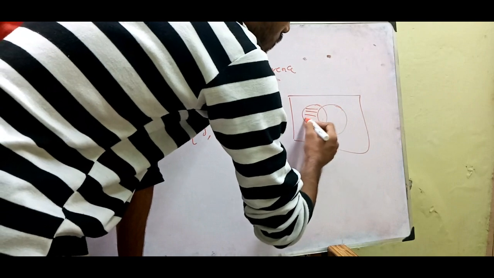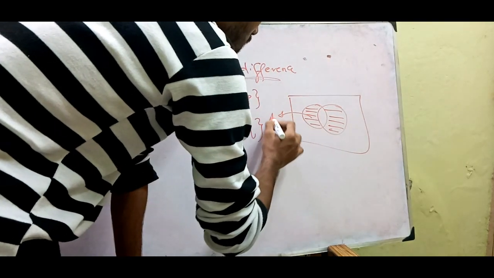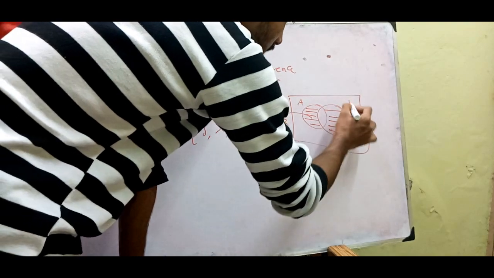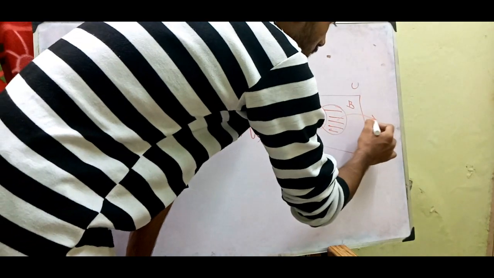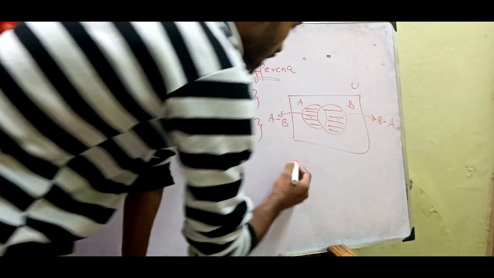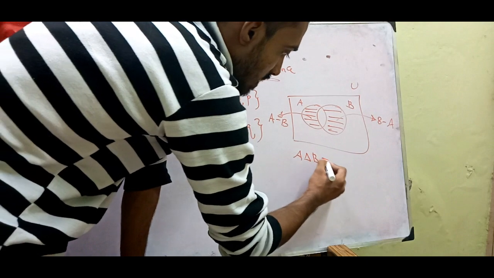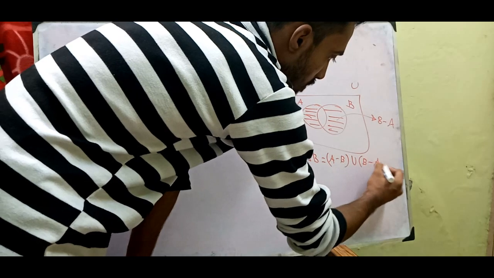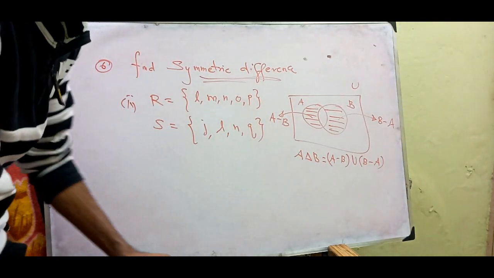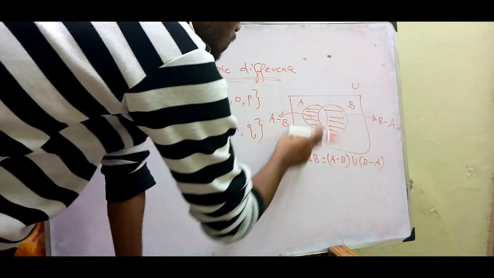As we know, symmetric difference is nothing but this one, right? So this part is A minus B, if A and B are sets inside the universal set, and this part is B minus A. We know the formula: A symmetric difference B is nothing but A minus B union B minus A. Either you can write it in this way or you can change the order. Let us do the problem now.